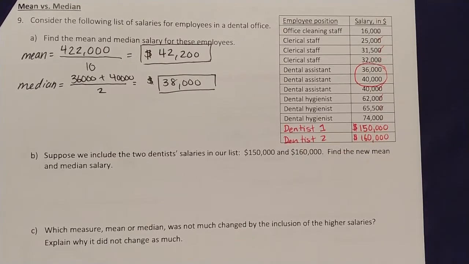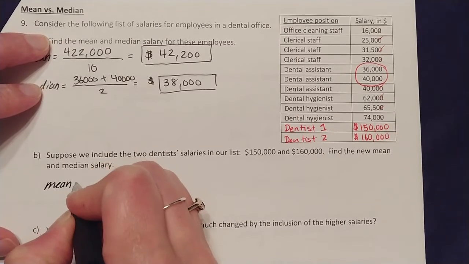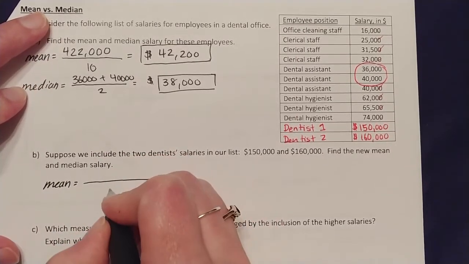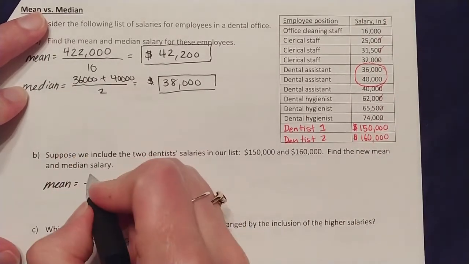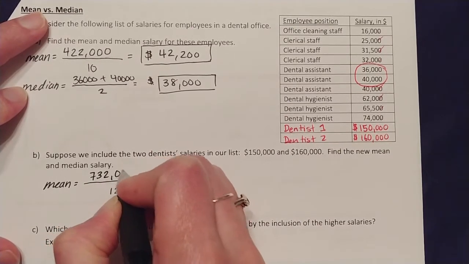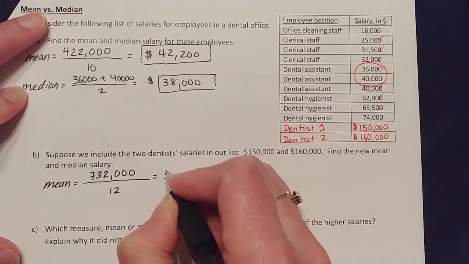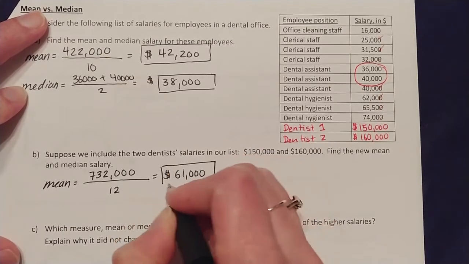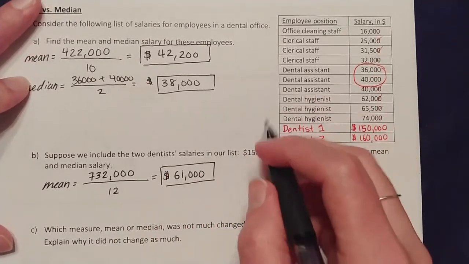All right, so for our mean, we're going to add up all the values, and this time divide by 12. So now if we add up all 12 values, you should get 732,000. Divide, and you get 61,000. Okay, so this is the new mean. Now let's see the median.